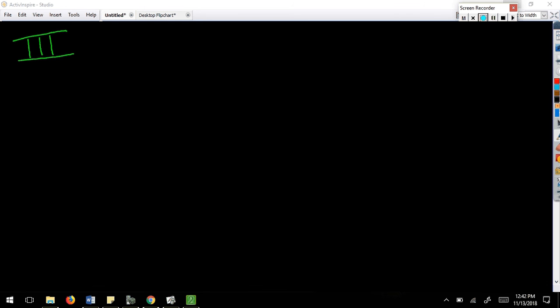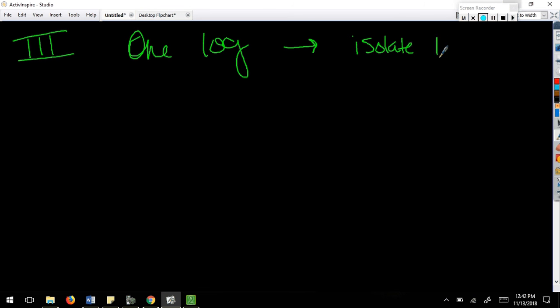Scenario 3. We're going to talk about, I guess there are 3 scenarios with logs. I do apologize. 1 log, 2 logs, 2 or more logs. All right. 1 log is the easiest. You'll see. You're going to isolate the log. Somebody said we're going to do it just like exponentials, and yes, we are. We're going to isolate the log and change the form to solve.